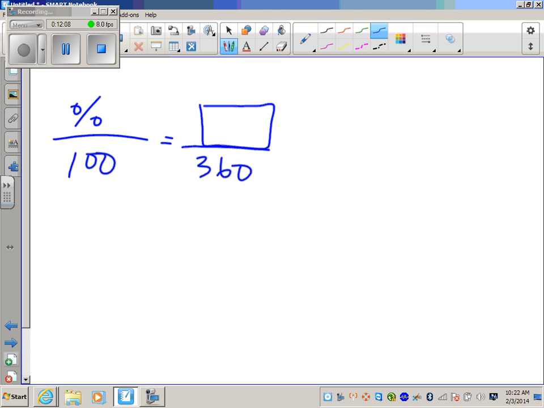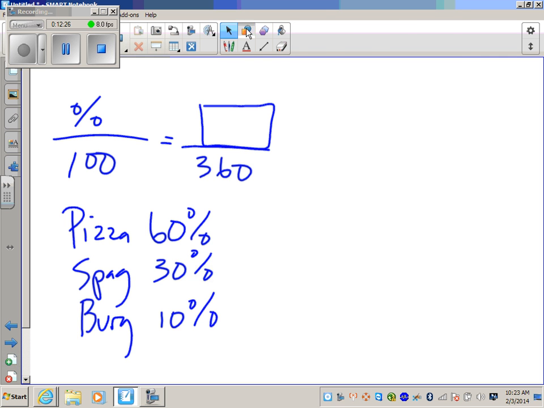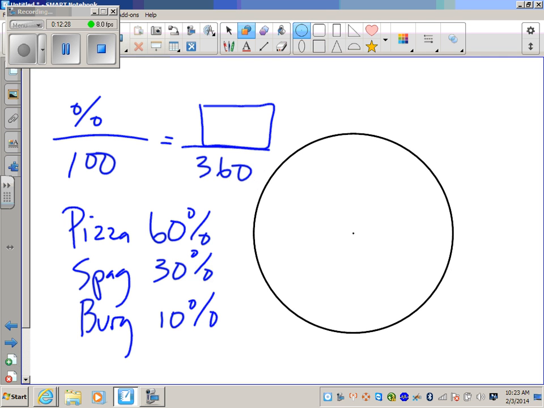So let's look at number 1. Pizza is 60. The spaghetti was 30. And the burger was 10. Okay? So we bring out our circle, and we go from there. So why don't you take your calculators, get them set up, at least get the degrees for each of them, then we can deal with that, okay?